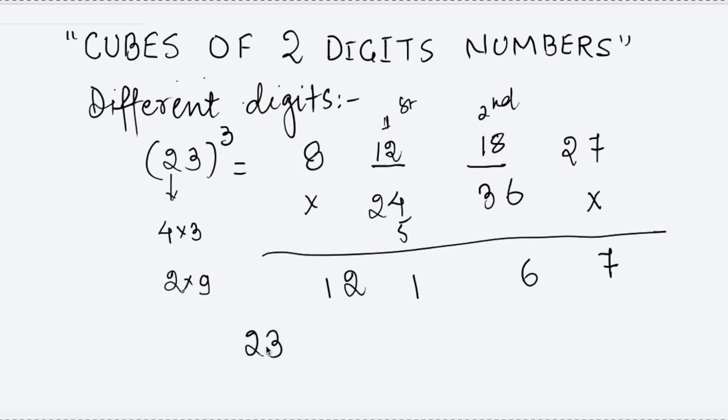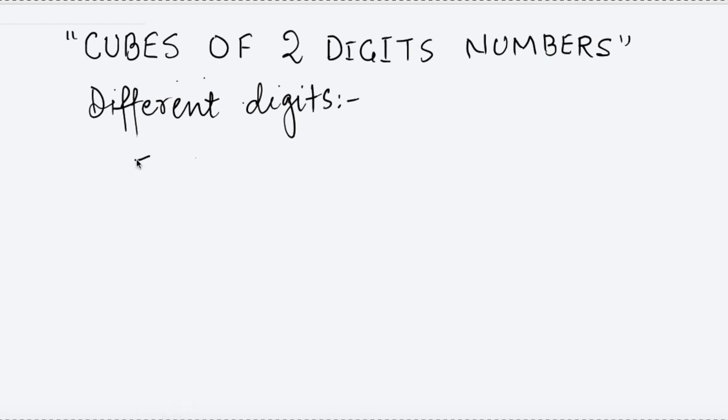So 23 cubed comes out to be 12167. That's the answer. Now let me take another number. So suppose I take 54 and I find out the cube of this. So what do I do? I take the first number. I write the cube of the first number, 125. Then I take the last number 4 and the cube of 4 is 64.